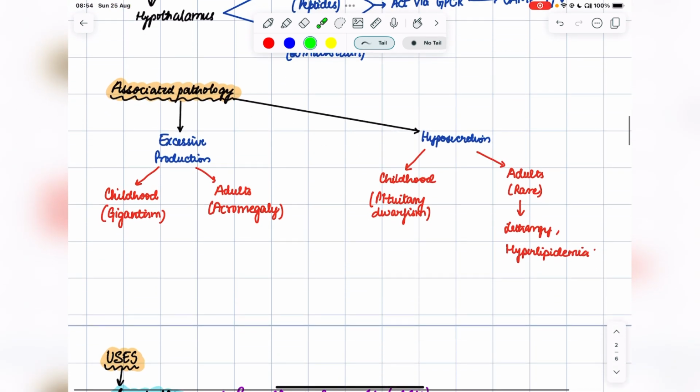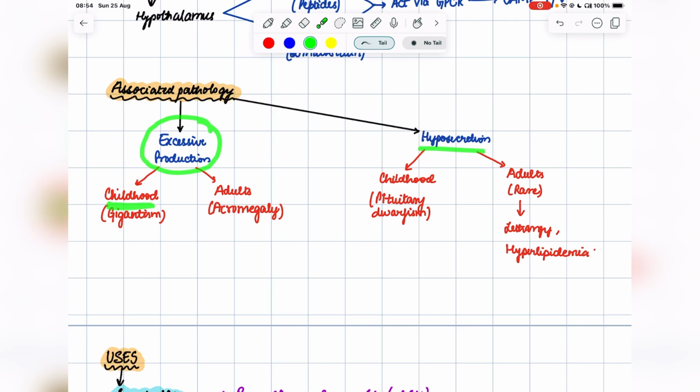So what are the associated pathologies? Why do we need to understand about growth hormone? See, there can either be excessive production of growth hormone or there can be low secretion of growth hormone, that is hyposecretion. So if there is excessive production in childhood, that leads to gigantism, and if there is excessive production in adults, that leads to acromegaly. While in hyposecretion, there can be hyposecretion in childhood that would lead to pituitary dwarfism, and in adults it's very rare that there is hyposecretion of growth hormone, but if it occurs it will lead to lethargy or hyperlipidemia due to its lipid effects.